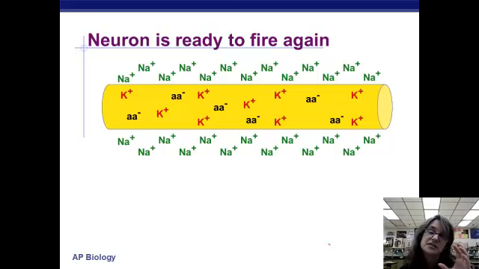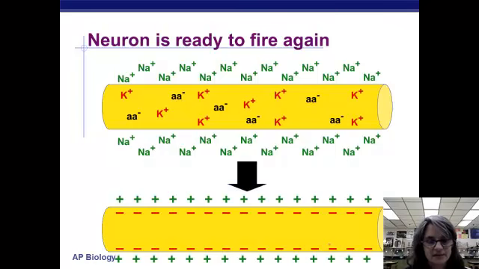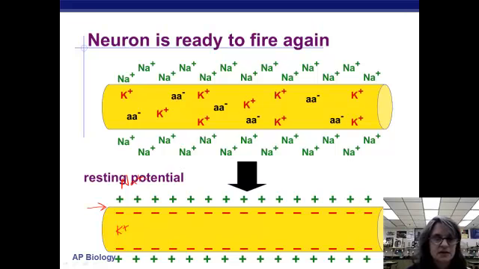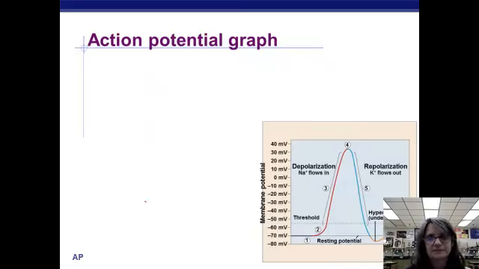Now, once the pumps act and push the potassium back in and push the sodium back out, then that neuron is set up and ready to fire again. We've got everything back the way it should be, including the potassium in and the sodium out, like it was supposed to be. This is called resting potential. This neuron is at rest and ready to fire again if we stimulate a sodium ion channel to open. If we knock over that first domino, it will do the whole thing again.